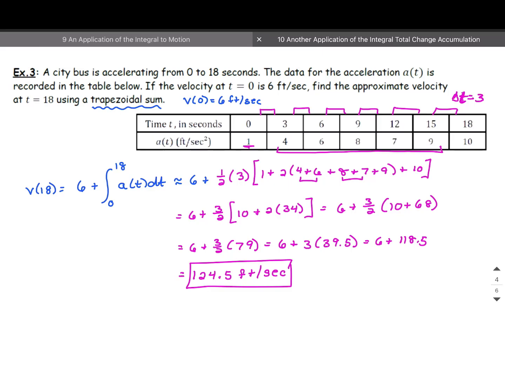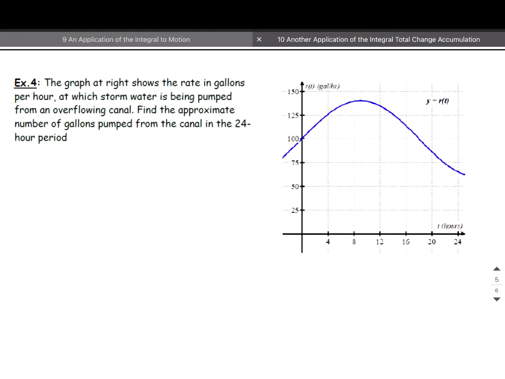All right. Now, let's look at a graphical problem. The graph at the right shows the rate in gallons per hour at which stormwater is being pumped from an overflowing canal. Find the approximate number of gallons pumped from the canal in the 24-hour period. If we want to know the total that was pumped from the canal, that's the integral from 0 to 24 of the rate R of t dt. Now we are supposed to approximate this. The best approximation we know is a trapezoid, right, when we have a graph. So we're going to use a trapezoidal approximation.